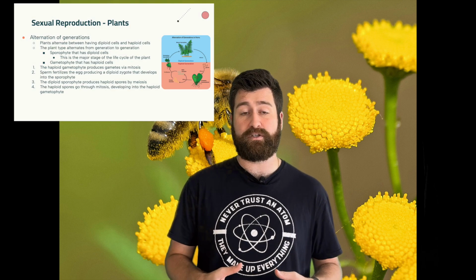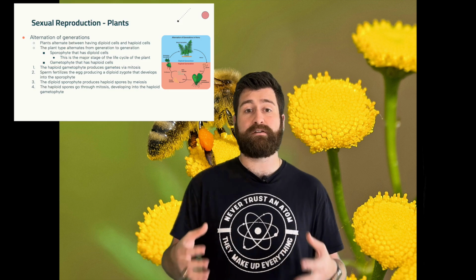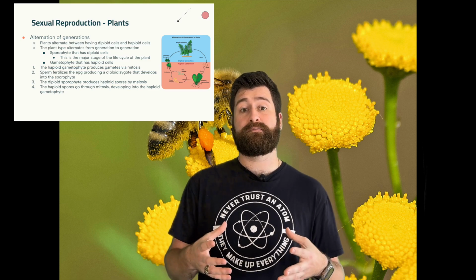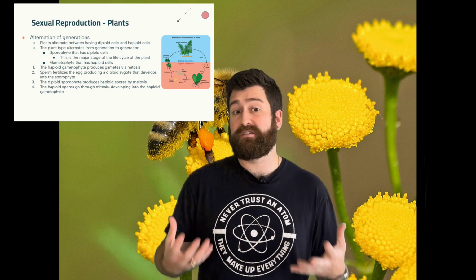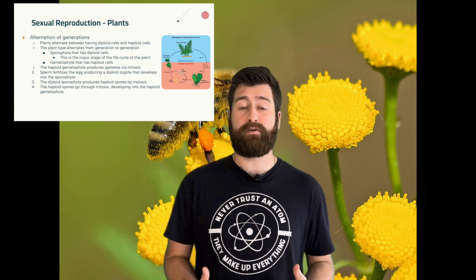Plants have a special reproductive cycle known as an alternation of generations. This is where plants alternate between having diploid cells and haploid cells from generation to generation. The sporophyte generation is the generation that has diploid cells. For many, many plants, such as angiosperms, this is the major stage of the life cycle that they are in. There is also the gametophyte generation, and this is the generation that has haploid cells.